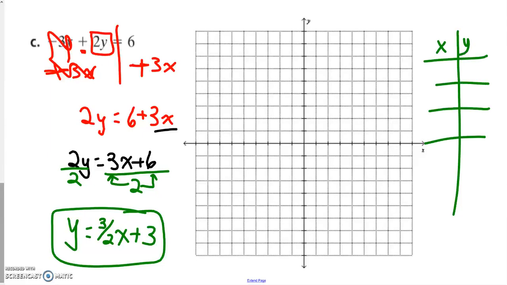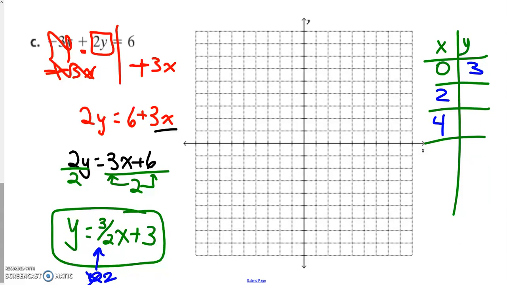If I make an XY chart, I could do 0, 1, and 2, but we've talked about this. When your coefficient on x is a fraction, we should go up by the denominator. So I'm going to go 0, 2, and 4. If I substitute a 0, 3 halves times 0 is 0 plus 3 is 3. I'm going to substitute a 2.